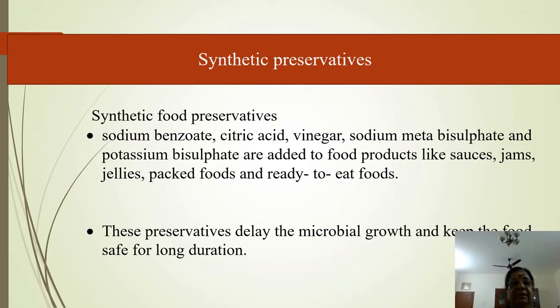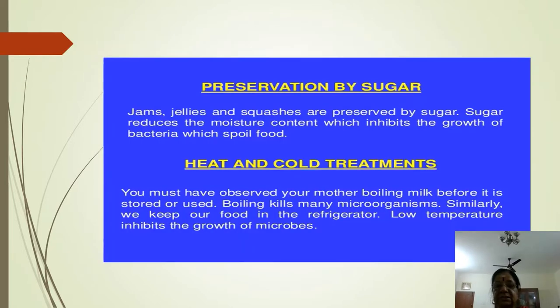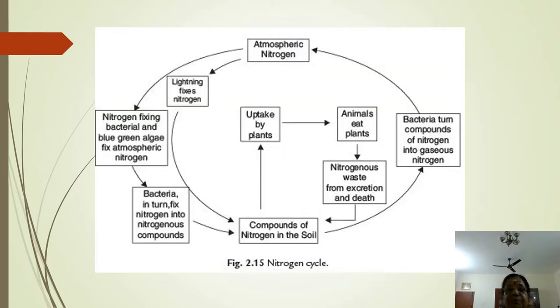Then the next one, preservation by sugar. Jam, jelly and squashes are preserved by sugar. Sugar reduces moisture content, which inhibits the growth of bacteria that spoil the food. And again, heat and cold we have already studied. Boiling kills many microbes. Similarly, we keep our food in the refrigerator. Low temperature inhibits growth of microbes. Right? The next one and the last one is the nitrogen cycle.